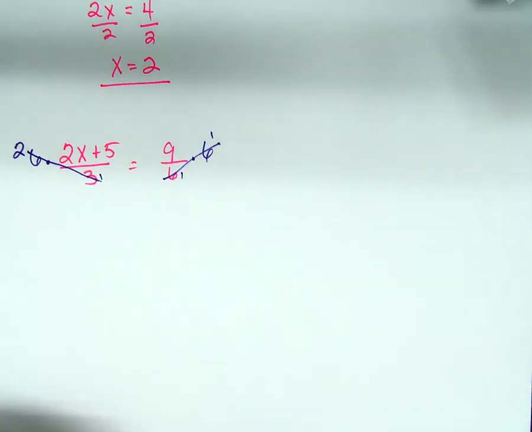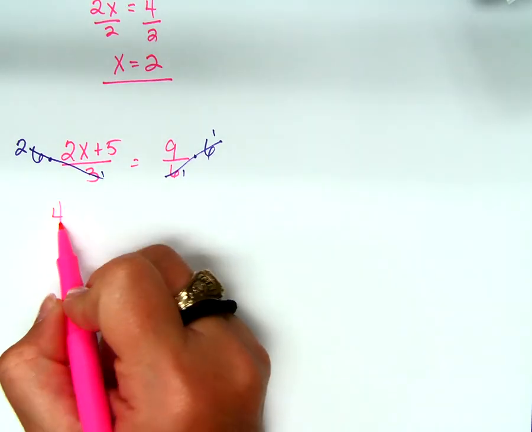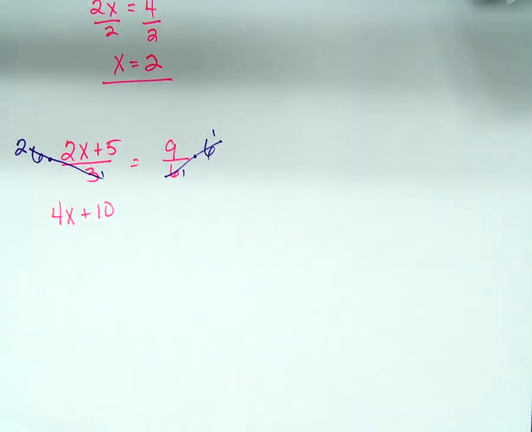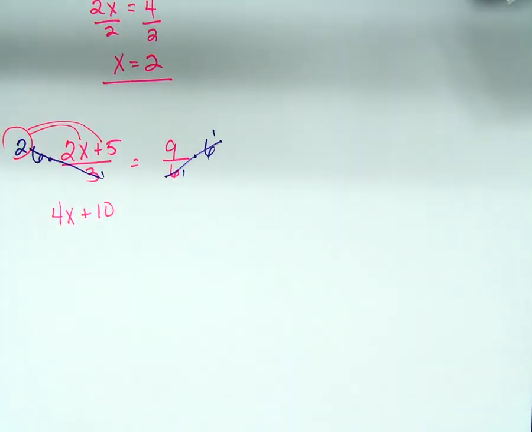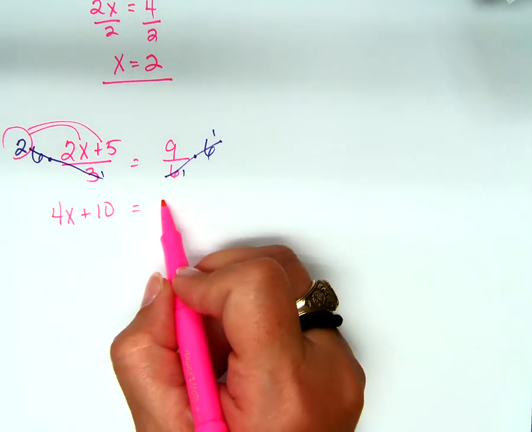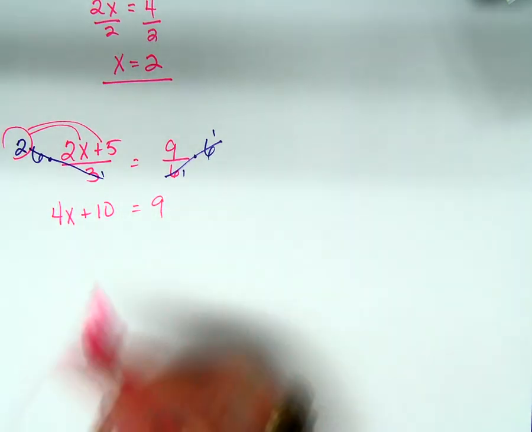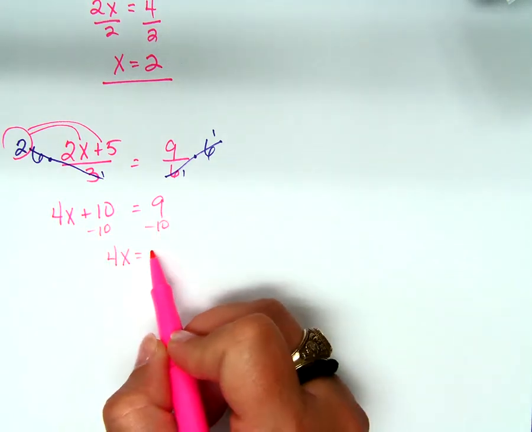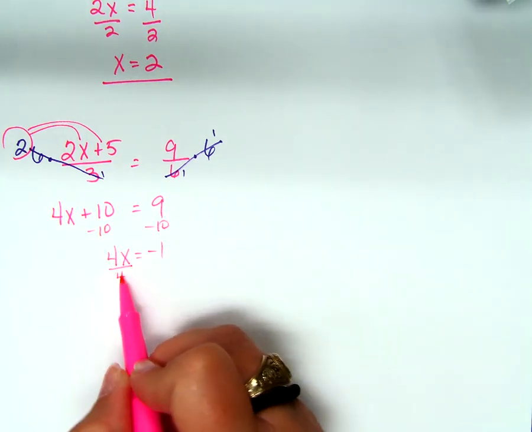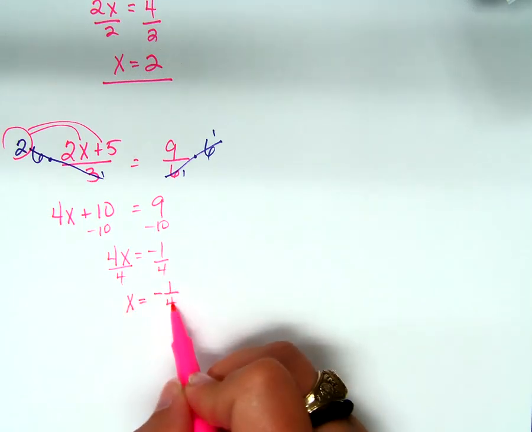So on the left-hand side of the equation, what do I end up with? 4x plus 10. Everybody see where I got that? I just distributed this 2 to each term on that side. And what do I end up with on the right-hand side? 9. Now it's just the same as the problem above. Subtract 10 from both sides. 4x equals negative 1. Dividing both sides by 4 gives me x equals negative 1/4.